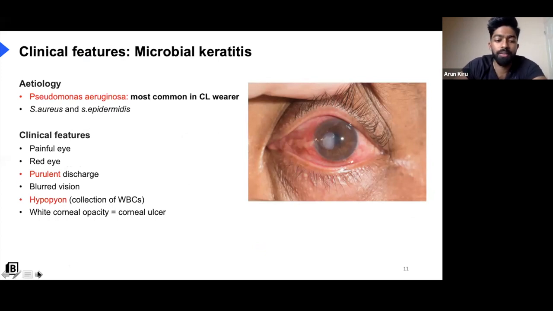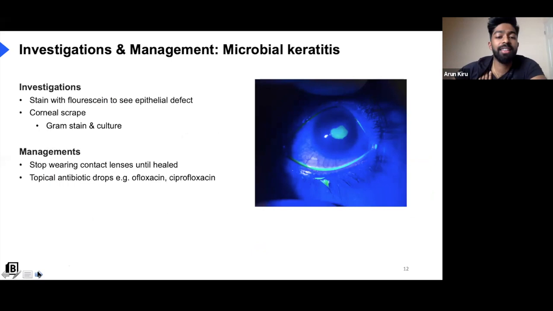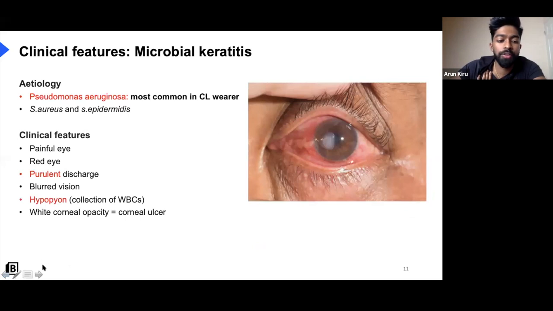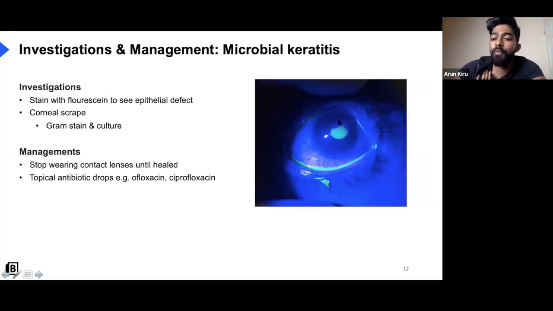That is the keratitis. So how do we investigate this patient? We want to stain it with fluorescein to see it more clearly. Sometimes you don't see that white ulcer, but if you stain, you suddenly see a really obvious defect. Think of it like a pothole. If there's a pothole in the road and you put some water in, it will sink and the water will fill that area. And that's how fluorescein works. So you can see that clearly if it wasn't obvious before.